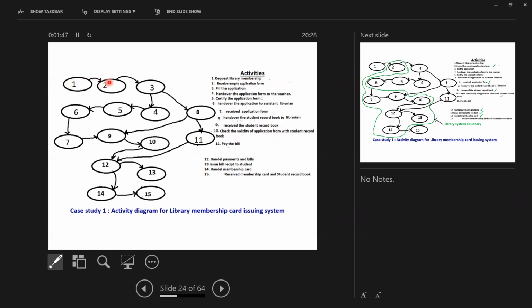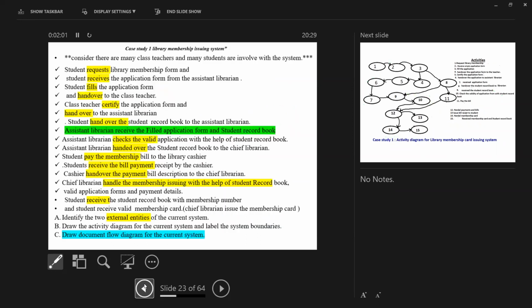What is happening? Student receive the empty application form. Receive the empty application form by the student. Then student fill the application form. Now student fill the application form. So likewise, you have to write. Now I am in the third one.